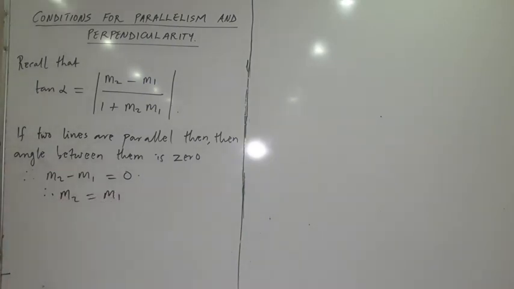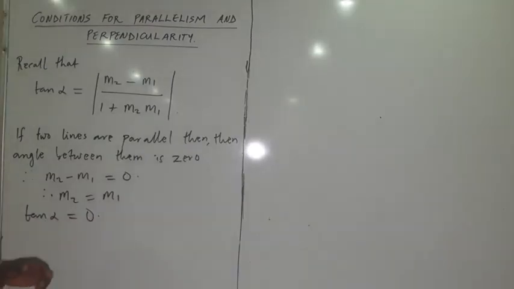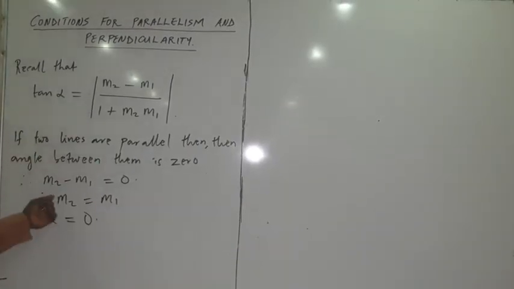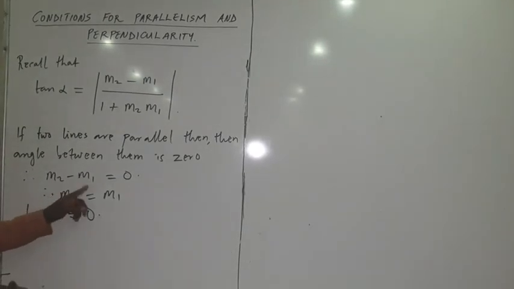So for the two lines to be parallel to each other, it means the gradient of the first line equals the gradient of the second line. That is tan alpha, and for the numerator to be equal to 0, that's why we have m2 minus m1 equal to 0. So we have m2 equals m1, that is the gradient of the first line equals the gradient of the second line.